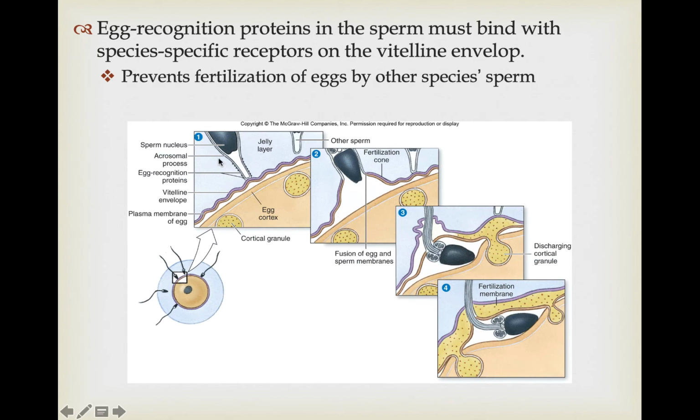Okay, so anyway, if the sperm do penetrate the jelly layer, then it has to contact the vitelline envelope. And there are egg recognition proteins that are seen in the sperm that have to bond with very specific protein receptors on the vitelline envelope. So there's that chemical communication that then triggers the next stage in the fertilization process.